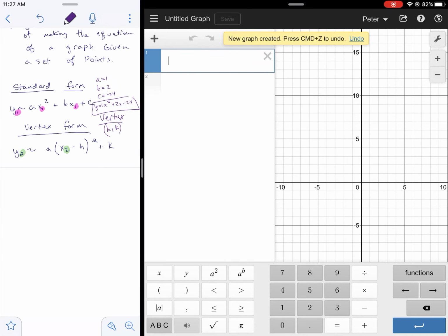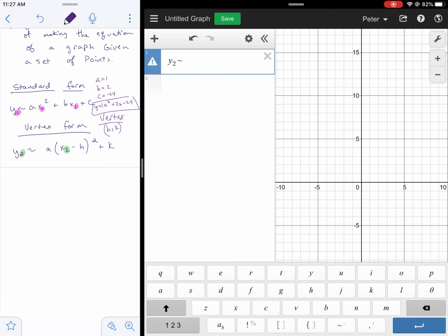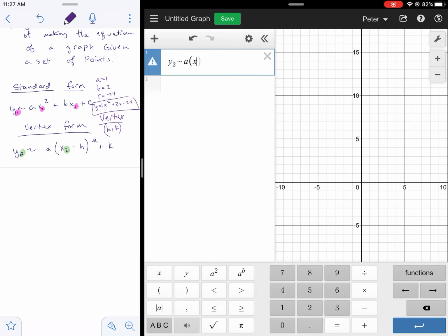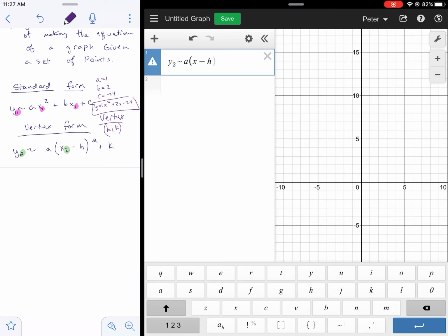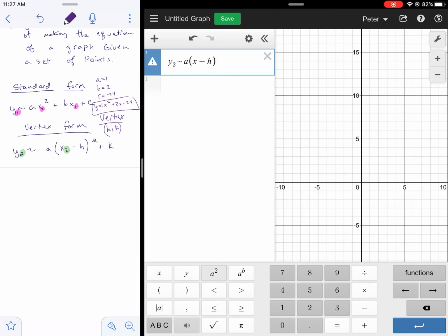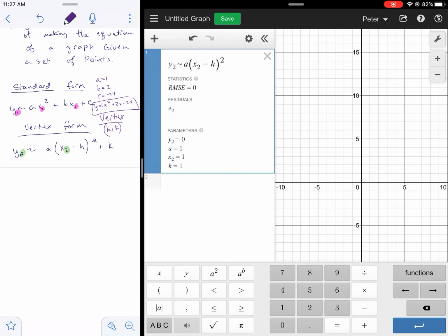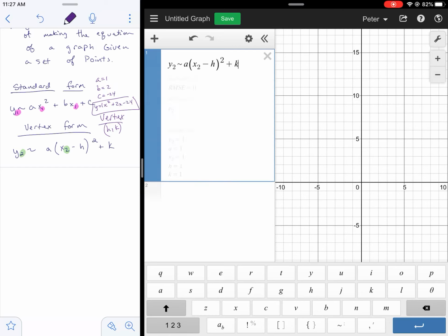All right, now let's do the vertex form. It's kind of the same thing, but different. I'm going to use y2 now just to be different from y1. So y2 tilde. I'm doing this green line here on the left. a, parentheses, x minus h, close the parentheses, squared. Oh, I'm sorry. Just like y2, you need x2. So x2 minus h squared plus k.